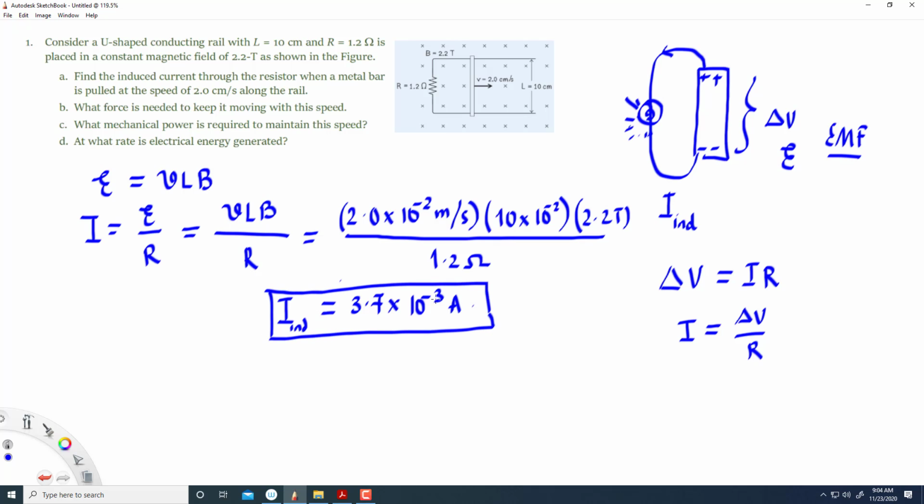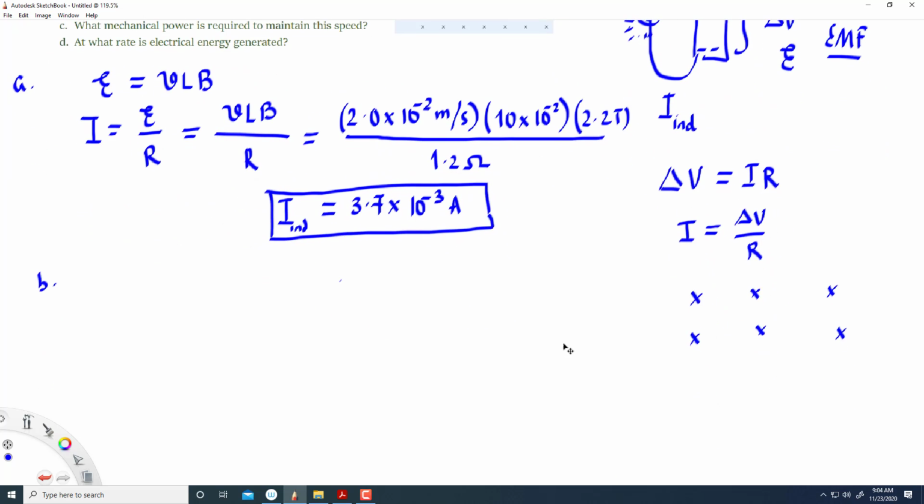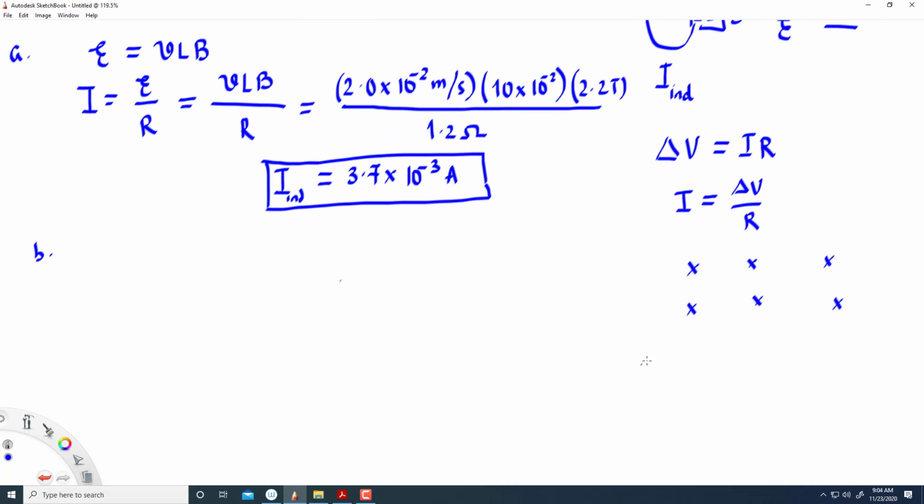Now part B, that's A. What force is needed to keep it moving with this speed? Now we know that when a conductor or a wire carrying some current is moved in some magnetic field, it will feel some force. So let's say you have a piece of wire, and the piece of wire is carrying some current. So this will feel some force. In this case, if you use the right hand rule, the force would be in this direction.